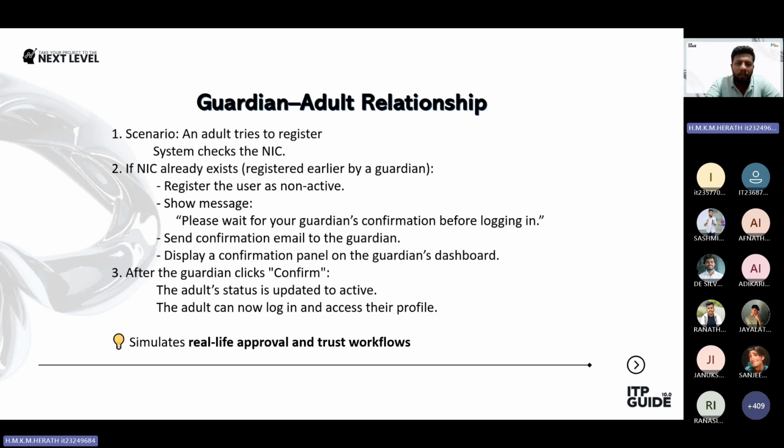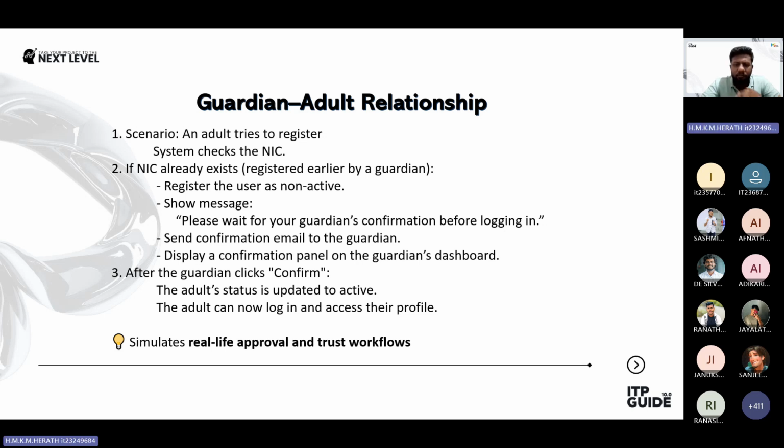In that time, a confirmation email is sent to the guardian. Then the guardian also sees a confirmation panel in their dashboard. Once the guardian confirms, the adult status updates to active, and then the adult can log into the profile and see their reports like this. This approval flow simulates real life trust, responsibility, and decision making, something that's often ignored in student level projects.